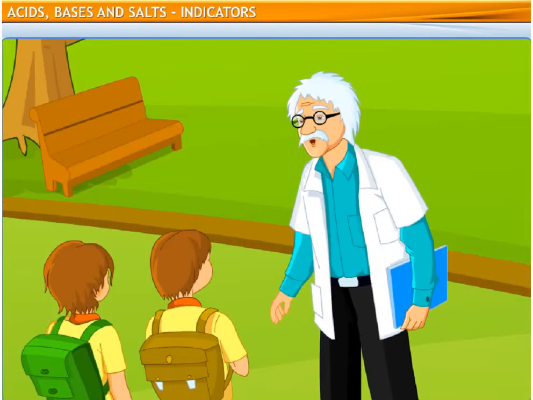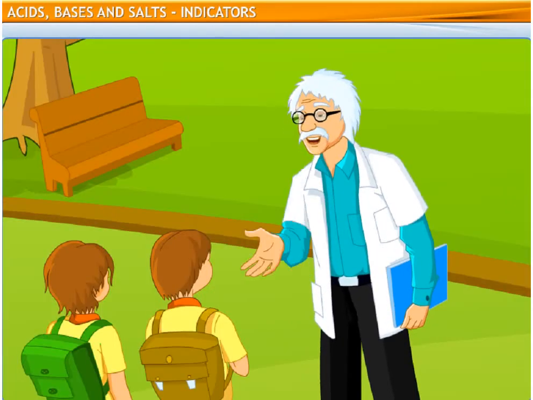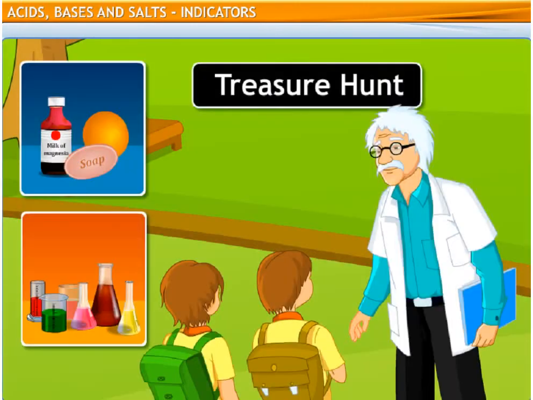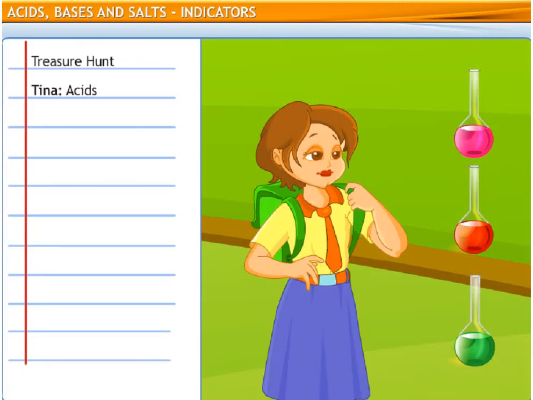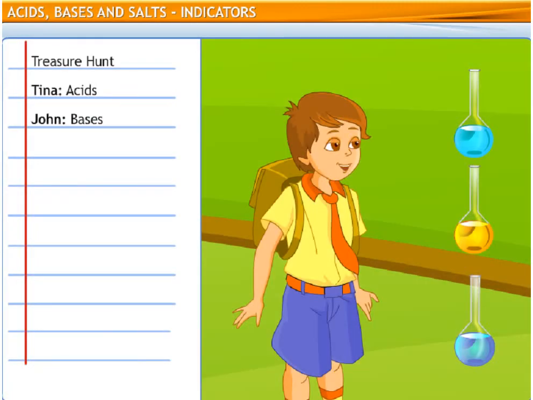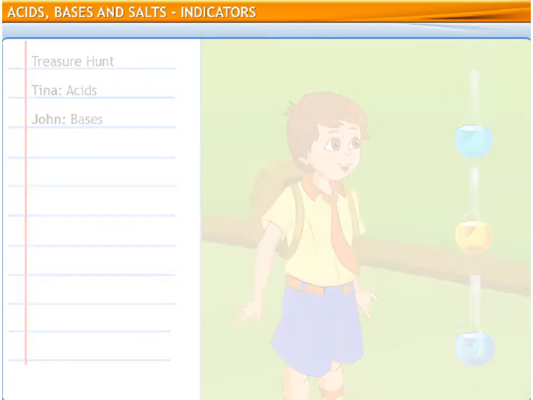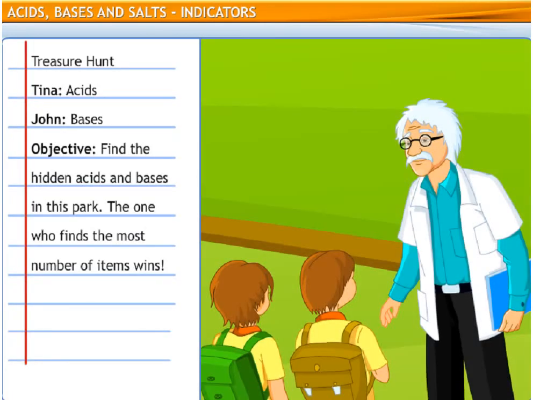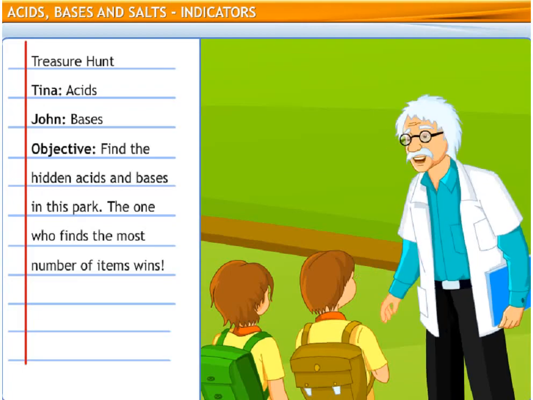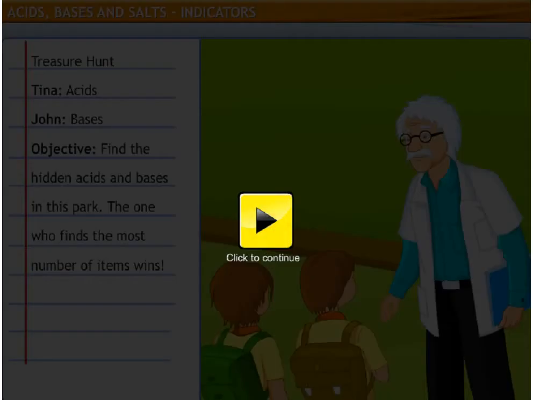Welcome to the Acids and Bases Treasure Hunt. In this park, you will find several items marked with a red dot. Some of these are acids and some are bases. Tina needs to find all the acids that are hidden here, while John has to find all the bases. The one who finds the most number of items before the time is up will be the winner.